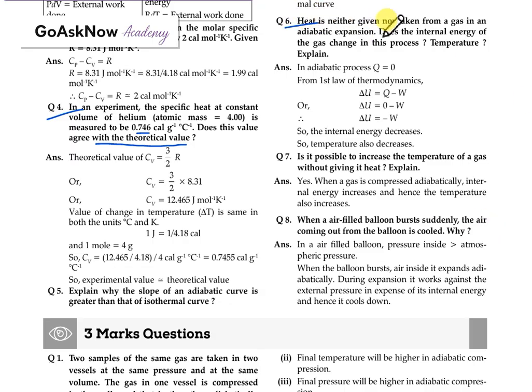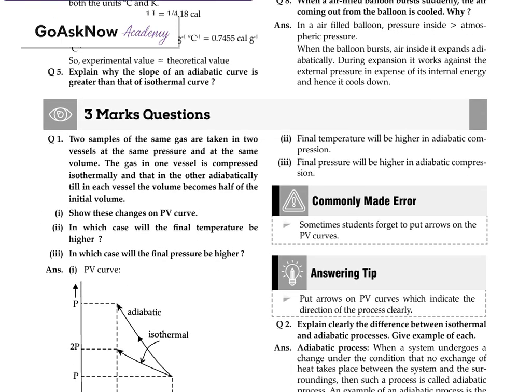Now, heat is neither given nor taken from the gas in an adiabatic expansion. Thus, the internal energy of the gas changes, and so does the temperature. Explain it. We know that in an adiabatic process, Q equals 0. From the first law of thermodynamics, delta U equals Q minus W, so we get delta U equals minus W. It means the internal energy decreases and the temperature also decreases. Here it is proved: when internal energy is decreasing, the temperature is also decreasing.